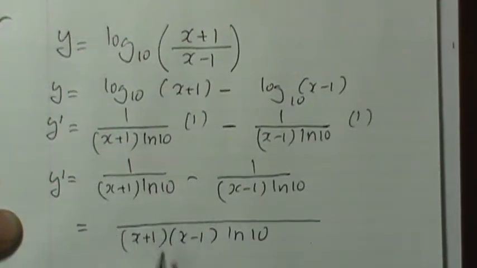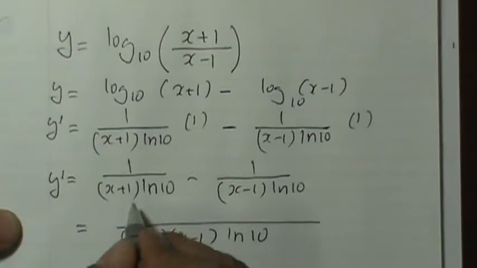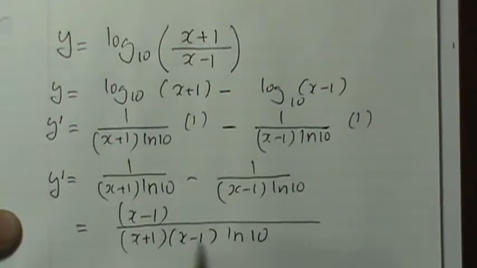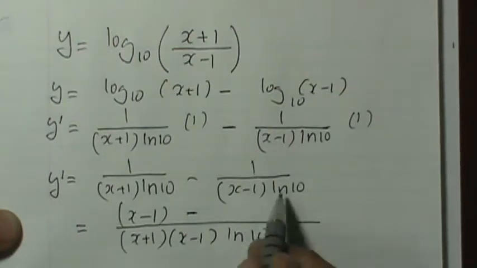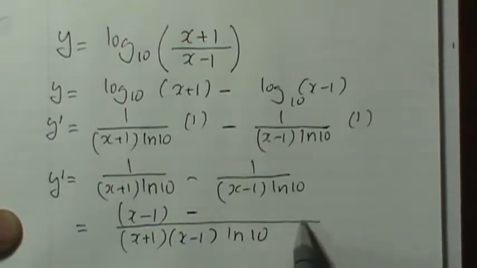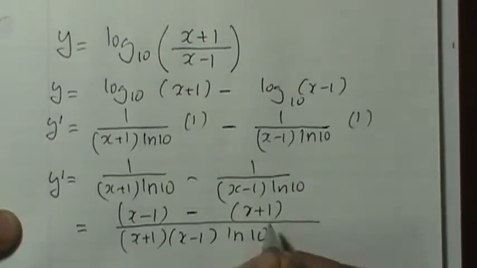So what happened from here to there? We multiplied this by (x minus 1), so we multiply the top also by (x minus 1). So 1 times (x minus 1) would be x minus 1, subtract. Now what happened from here to here? We multiplied this by (x plus 1), so we multiply the top one also by (x plus 1), so 1 times (x plus 1) here.